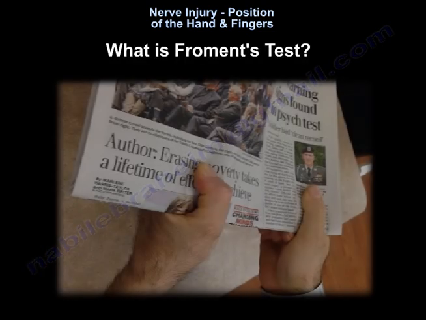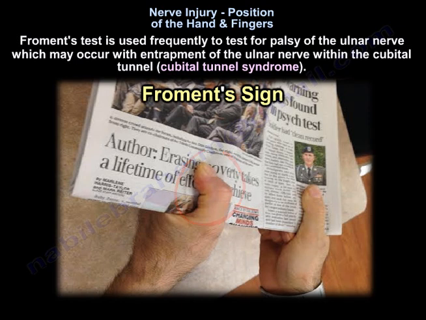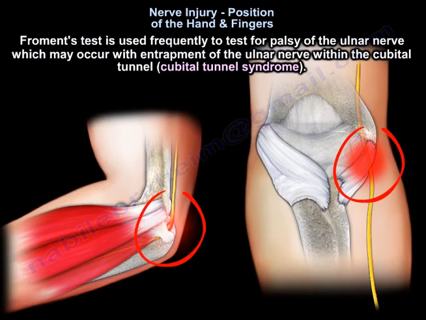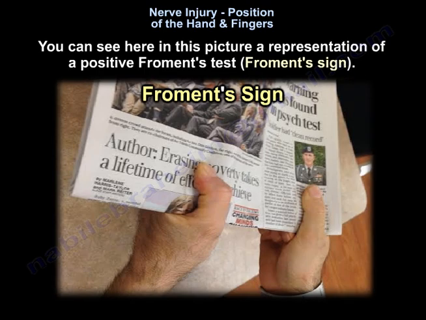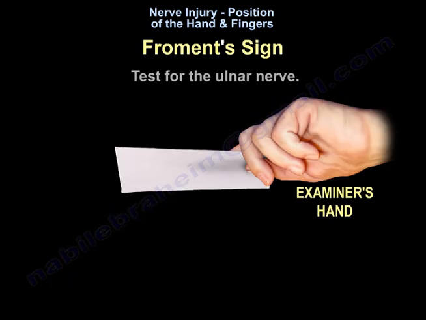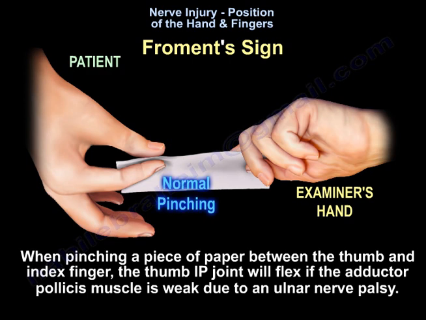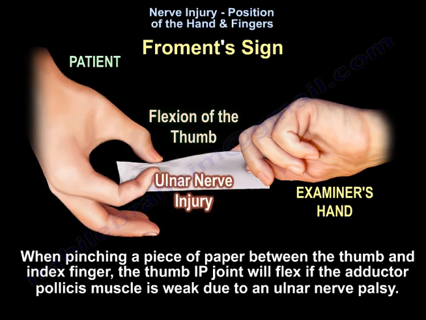What is Froment test? Froment test is used frequently to test for palsy of the ulnar nerve, which may occur with entrapment of the ulnar nerve within the cubital tunnel syndrome. You can see in the picture a representation of a positive Froment test. So in the Froment test, you will test for the ulnar nerve by pinching a piece of paper between the thumb and the index finger. The thumb IP joint will flex if the adductor pollicis muscle is weak due to an ulnar nerve palsy.